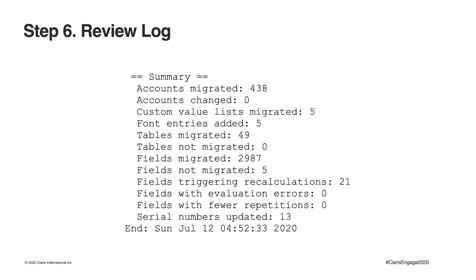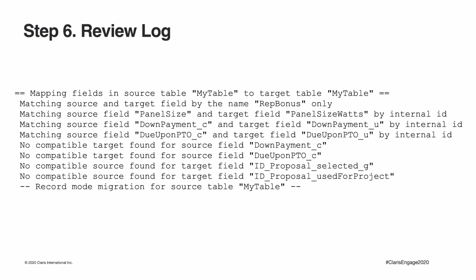Here's another example. Here we have several fields which did not migrate. To find these fields, we need to search for the text "no compatible target found for source field." This is telling us that there is a field in the production file which could not be migrated. In the example shown here, the reason was because a stored calculation field was converted to an unstored calculation. And as a result, the stored record data from the production file didn't have anywhere to go in the target.